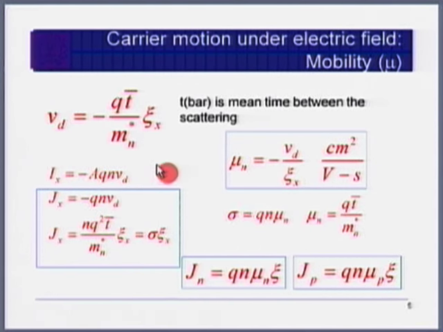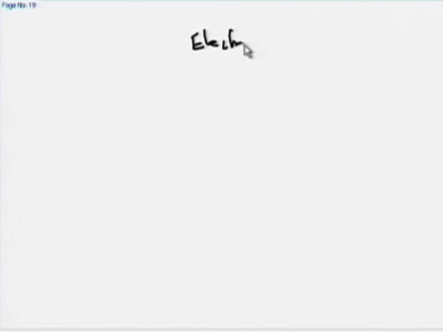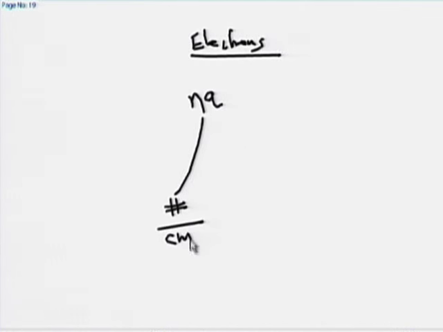But before coming to that, if you have carriers which are moving, let us say I am talking about electrons. If you have electrons which are n in number, what is n? n is the density, the number of electrons per centimeter cube. And if each is a charge q and I multiply with n, what I get is the charge density, charge per unit volume. So, n is the number per centimeter cube, and q is the charge in coulomb.